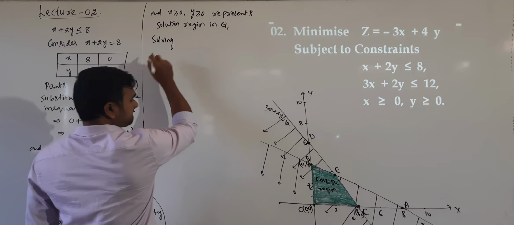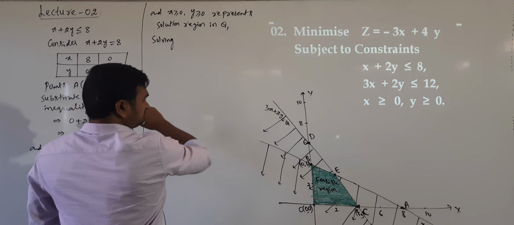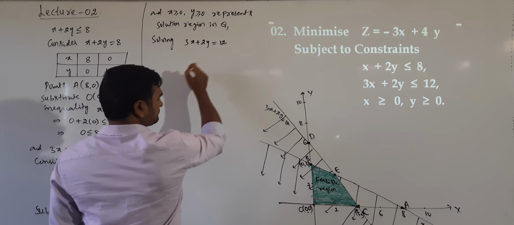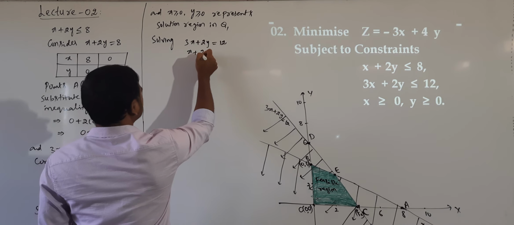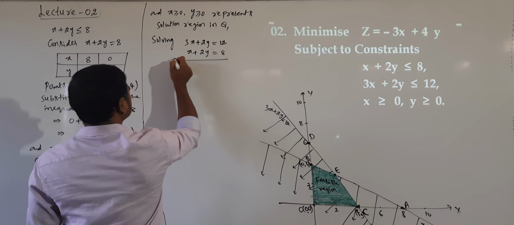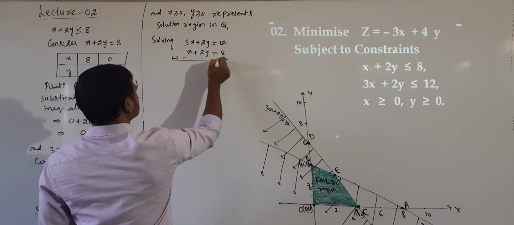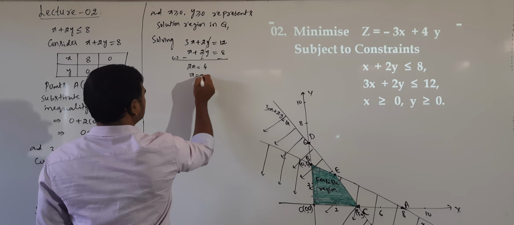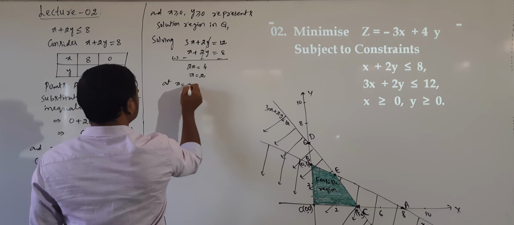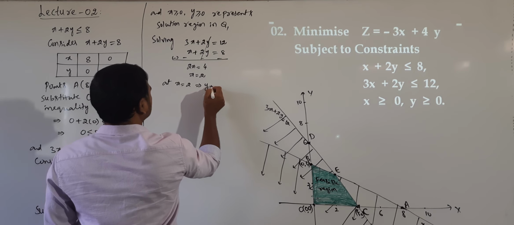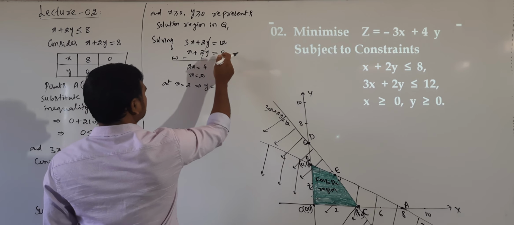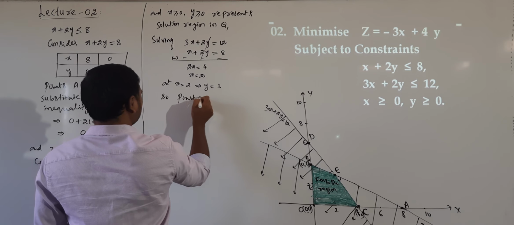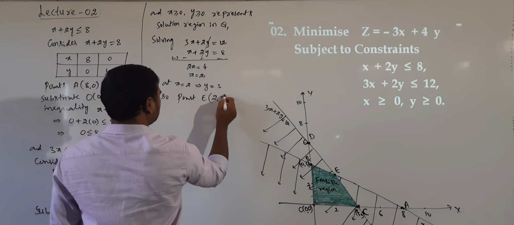So solving 3x plus 2y equal to 12 and x plus 2y equal to 8, I will subtract. So signs change, y is cancelled. 2x is equal to 4, x is equal to 2. At x equal to 2, what is the y value? x is 2 means 2y equal to 6, y will be 3. So what is the point E here? 2, 3.